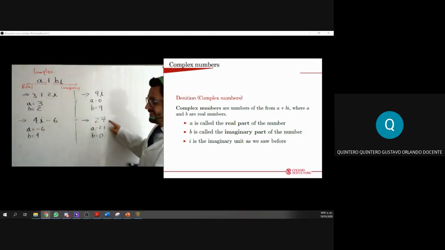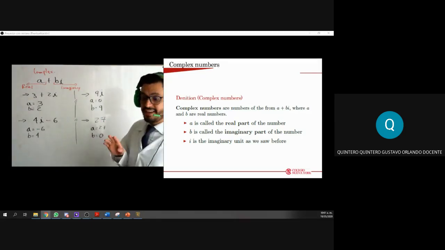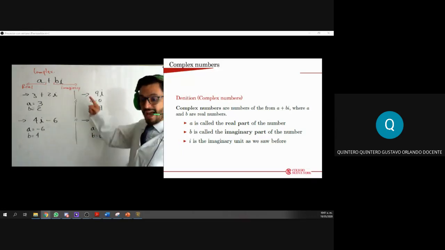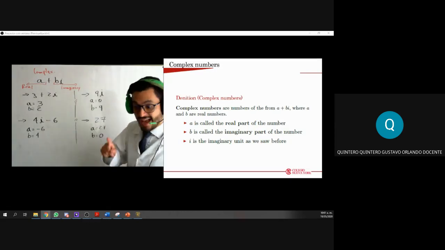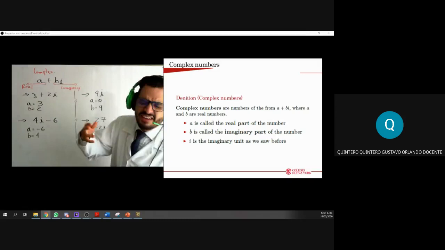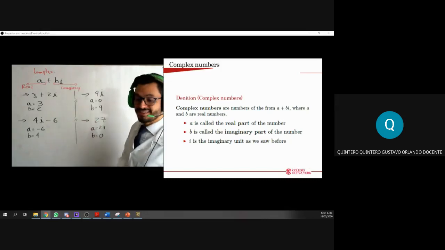But this one is one of the real numbers that you guys usually use. So what I'm saying is, you might be thinking, teacher, so what you're saying is all this time we have been using complex numbers? Yes, we have. We have been using complex numbers. We just never told you about them. We just never introduced you to the name.